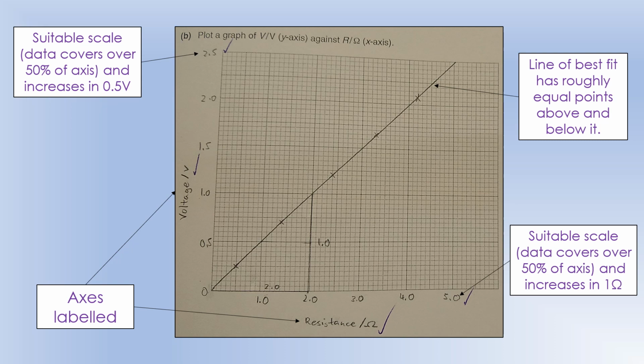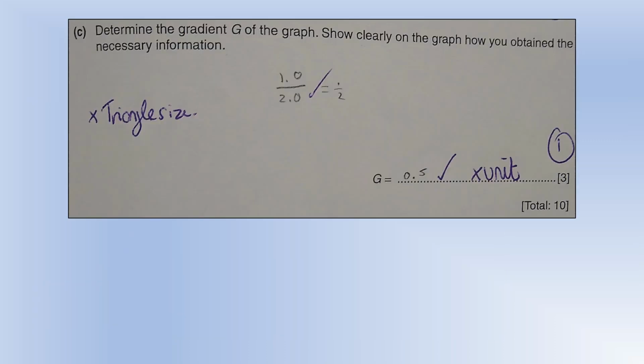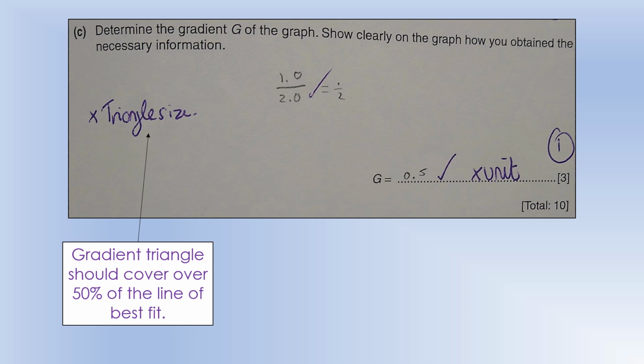So something I would pick up at this stage is we're going to measure the gradient later on, and I really like what I'm seeing here, that I can see clearly the triangle that's used to calculate the gradient, but what I'm not happy about is this amount of the graph used to do that calculation. That's actually going to cost a mark. So a gradient triangle should cover over 50% of the line, so we should be using a large amount of our best fit line to work out a gradient, so that's going to cost a mark.